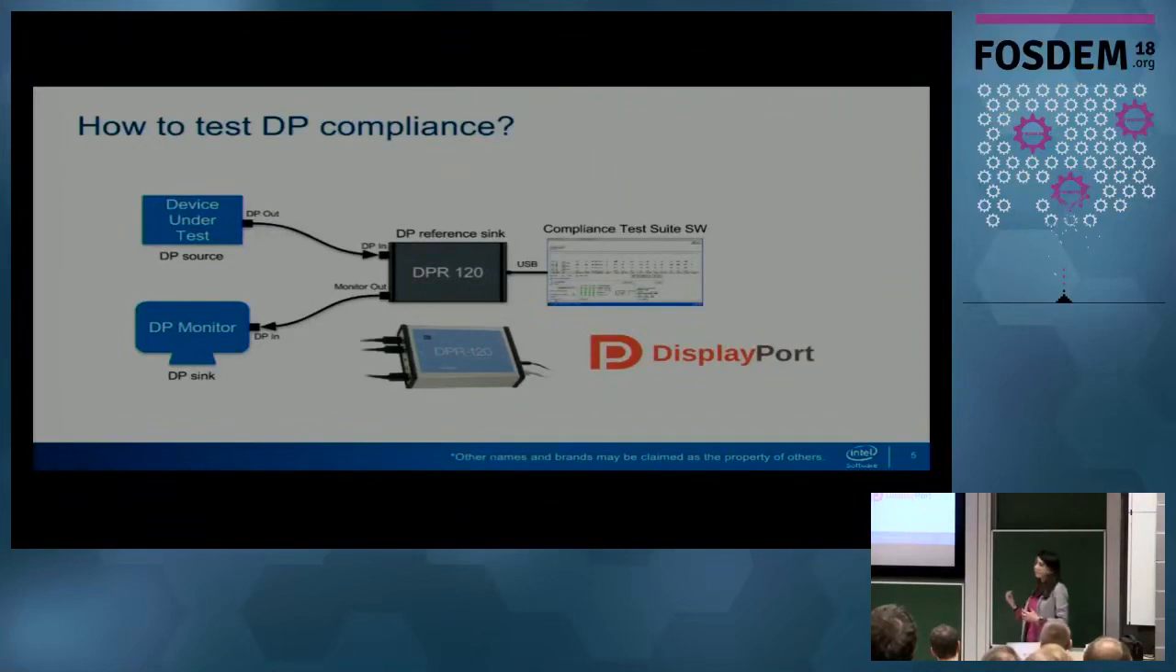A lot of these tests try to verify that link training is going to pass in different scenarios. For example, if the first phase of clock recovery fails, the DPR120 is going to try to induce that failure and see if the device can recover from it and still send the data after the number of retries specified by the DisplayPort spec. So the goal was to run all these tests and make sure that the driver was passing all those link training tests and was able to recover from the failures.